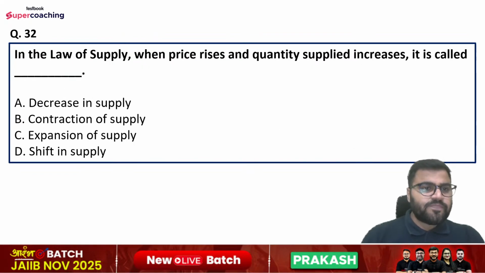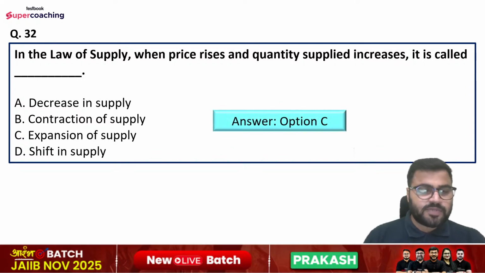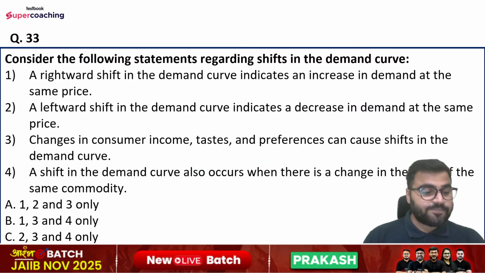Question number 32, in the law of supply, when price rises and quantity supplied increases, it is called which of the following: decrease in supply, contraction of supply, expansion of supply, or shift in supply? So the right answer is option C, that is expansion of supply.